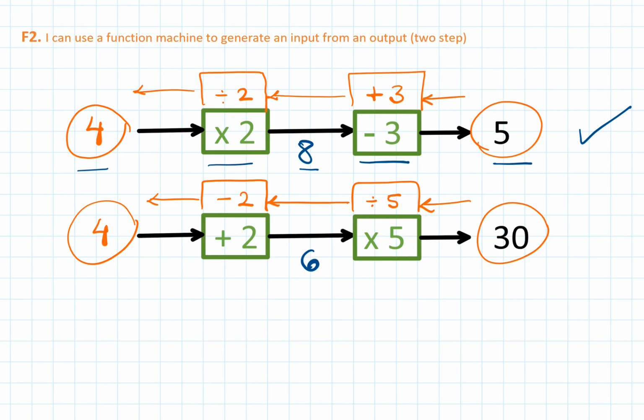If we work forward, we can check our result. We start with 4, add 2, that is 6. 6 multiplied by 5 is 30. So we worked correctly.